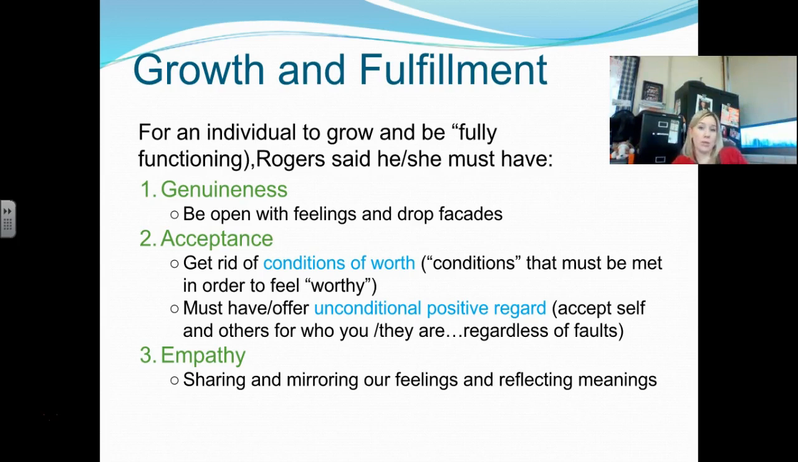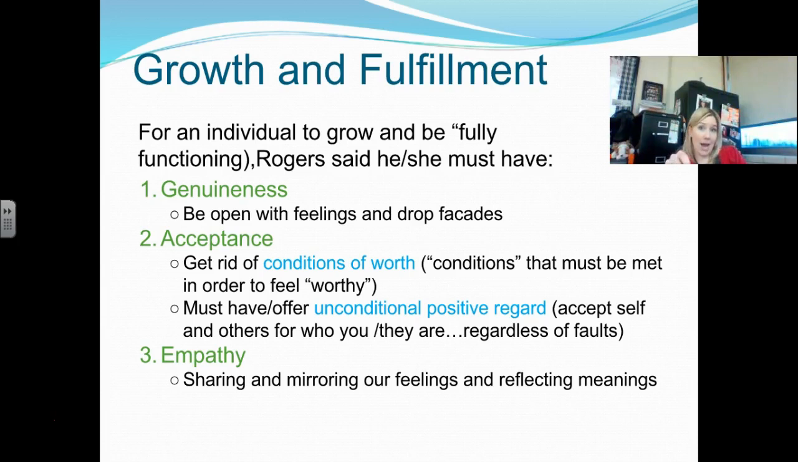First, you have to have genuineness. You have to be open with your feelings, and you cannot just put up various different masks, if you will, to hide how you truly end up feeling about situations or people or even yourself, okay? Acceptance. That means you have to get rid of something that he called conditions of worth. These things that you perceive have to be met in order for you to be loved, important, cared about by other people in your life or by society, okay?